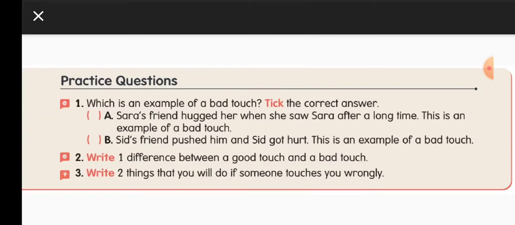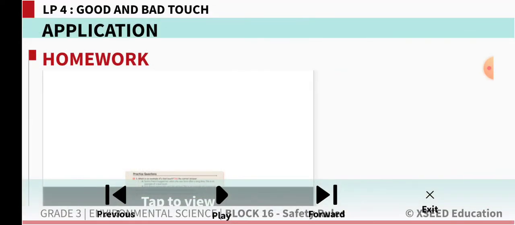So that was the lesson about good touch and bad touch. Hope you all will follow this. Remember these rules. Inform people if you are feeling uncomfortable about anyone's touch.